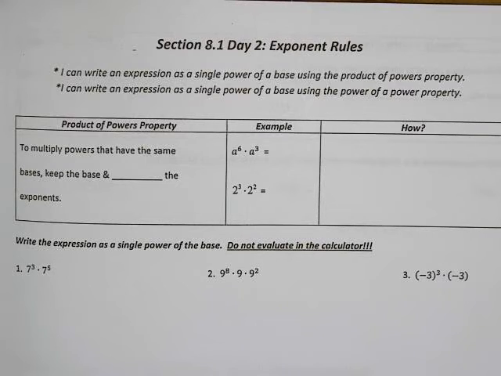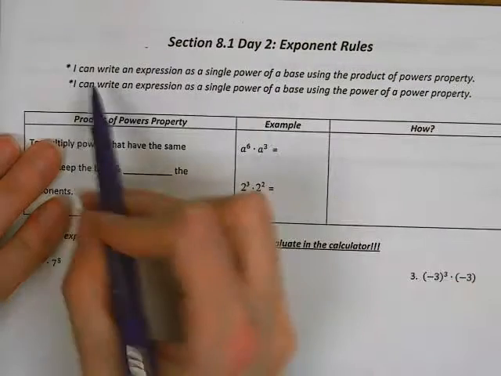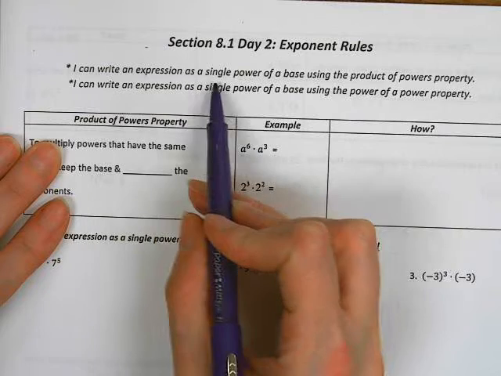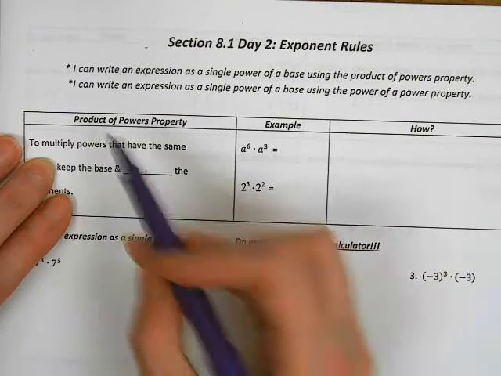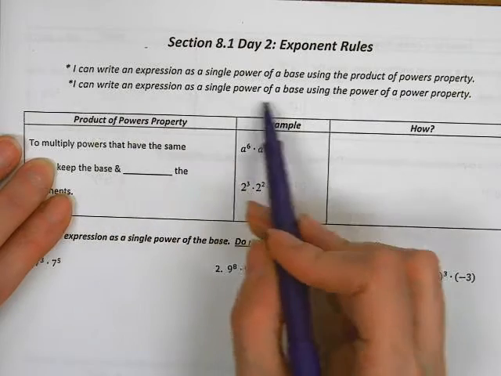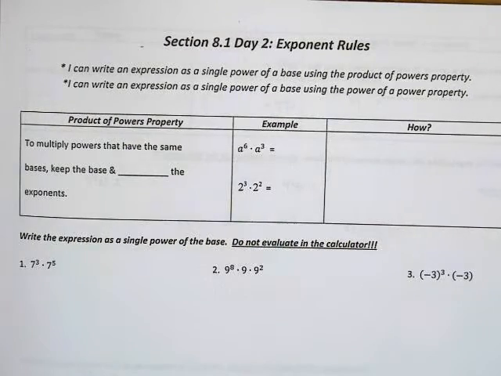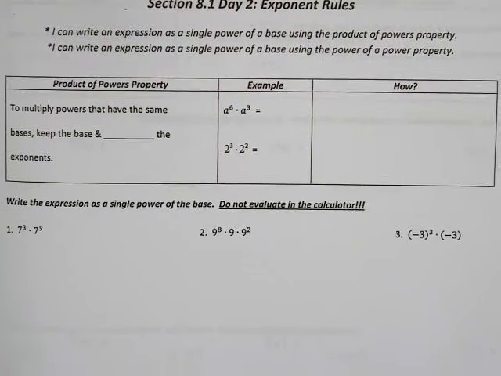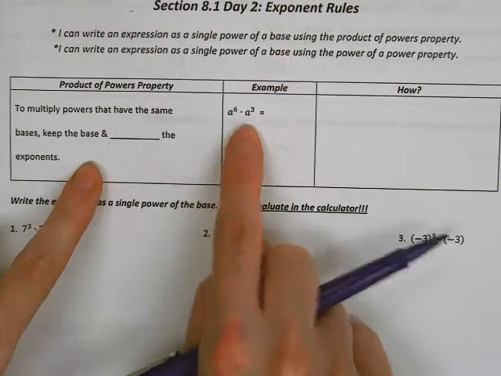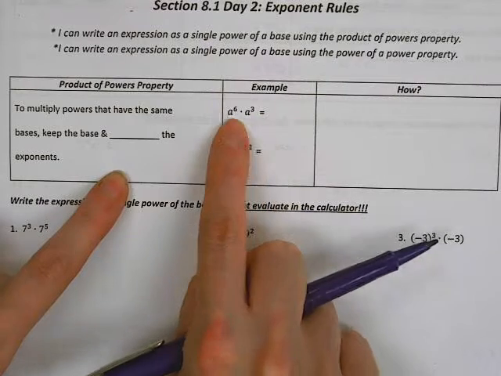So day one of the rules, we're going to do two of them. I can write an expression as a single power of a base using the product of powers property. And I can write an expression as a single power of a base using the power of a power property. All right, so that means nothing until we actually see a problem. So let's look at this example here.